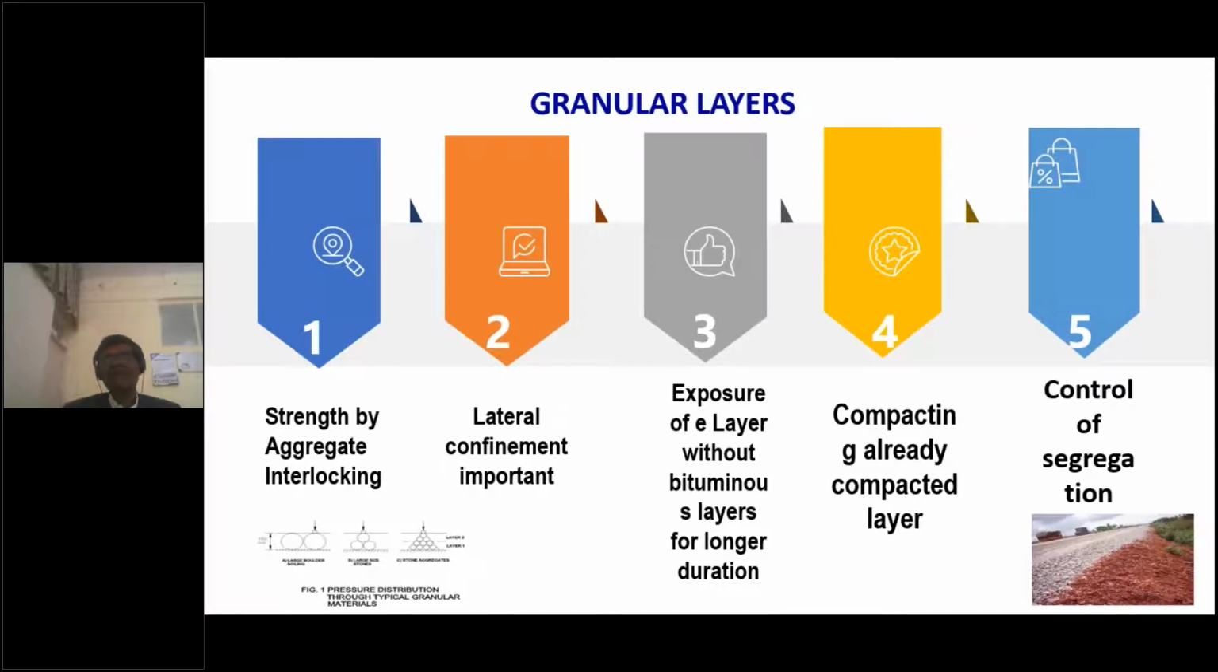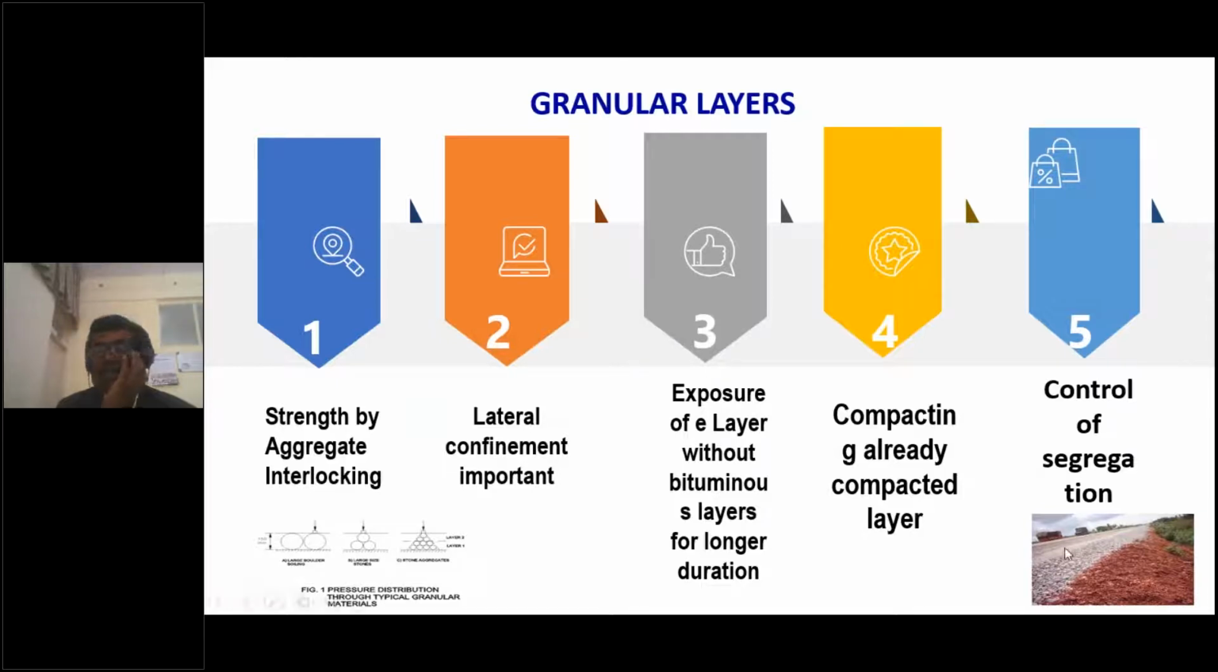Then comes our wet mix macadam or any granular layer, including GSB. This is the layer I'm talking about. The commonly used granular layer is wet mix macadam. We know that the granular layer strength comes from aggregate interlocking. If there is no better interlocking, the strength will not be there. If strength is not there, the pavement may fail, or pavement life may come down, performance becomes poor.